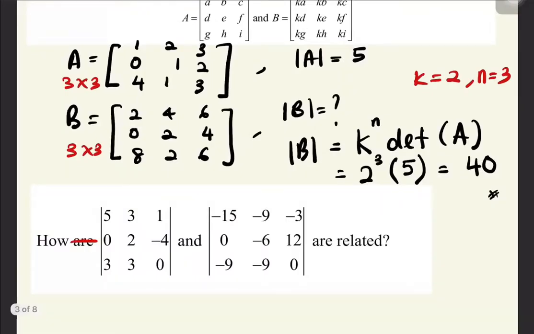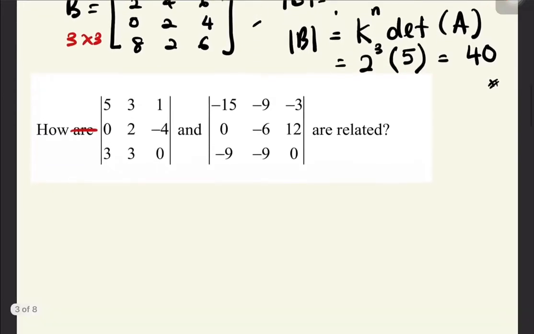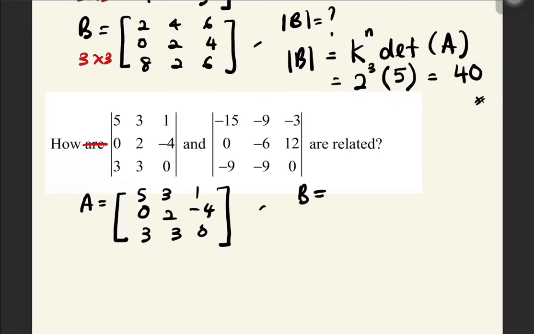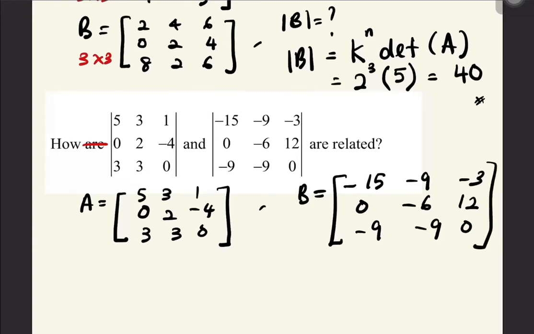Now let's take a look at another example here: how these two determinants are related. The symbol here refers to a determinant. Let's say I consider the first one as matrix A. So I have 5, 3, 1, 0, 2, negative 4, 3, 3, 0. And matrix B is equal to negative 15, negative 9, negative 3, 0, negative 6, 12, negative 9, negative 9, 0.